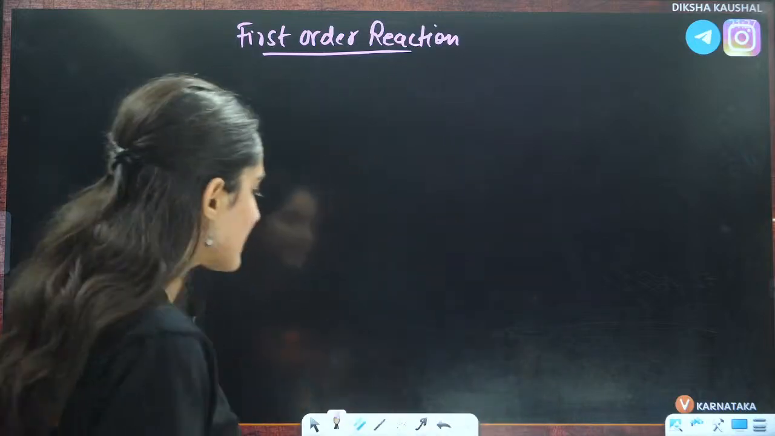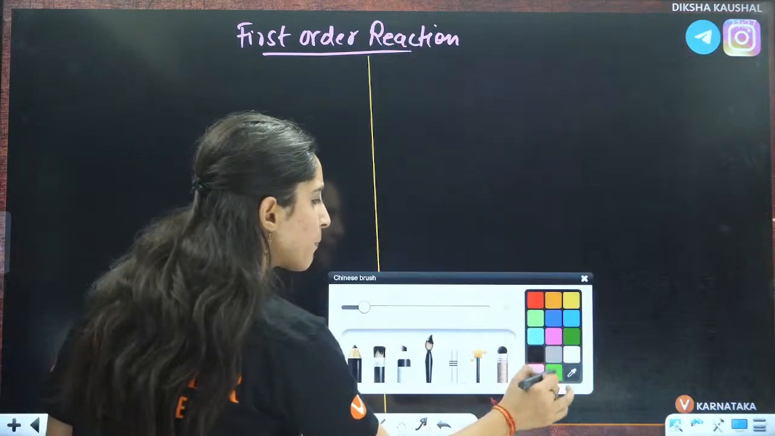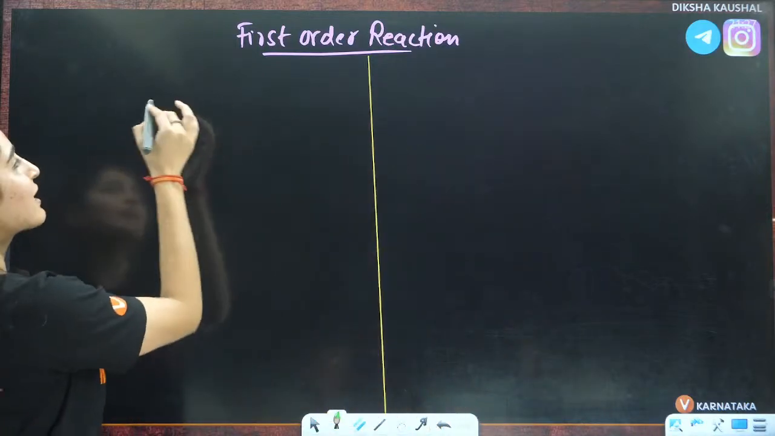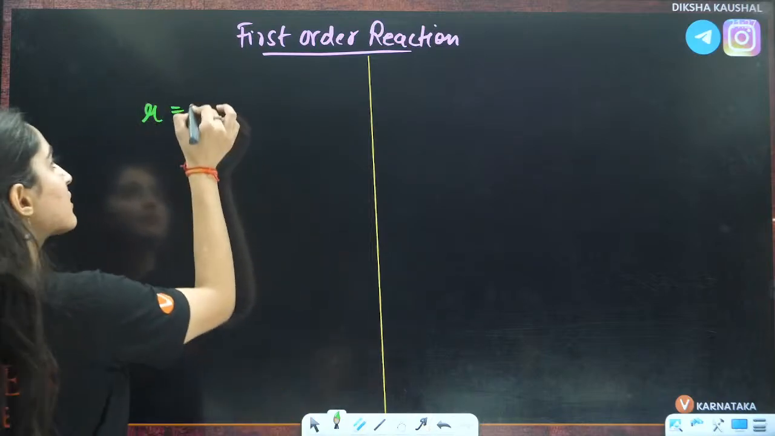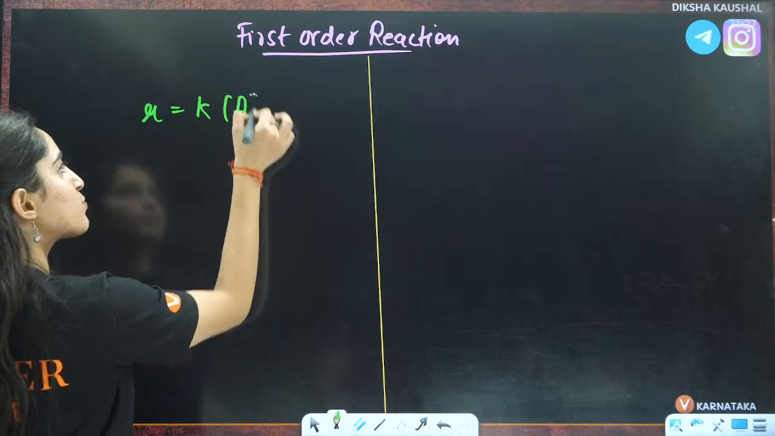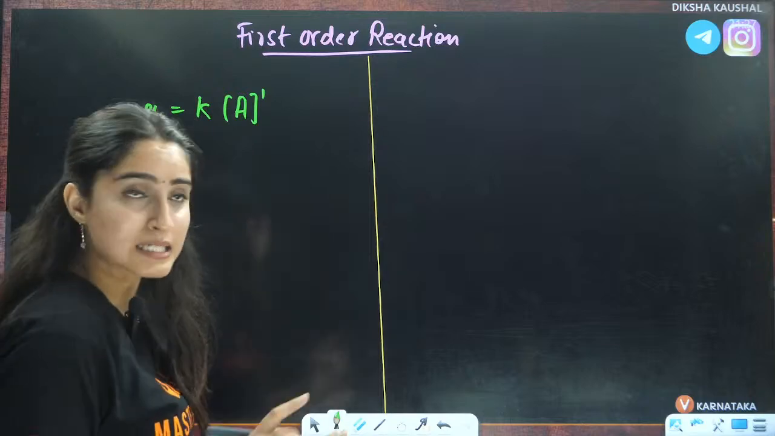Very simple, right? So same way we are going to do this, ditto copy paste. What is the rate law expression for first order reaction? That is rate equals rate constant K times A raised to power 1, because order is 1. That is why reactant raised to power 1, right?